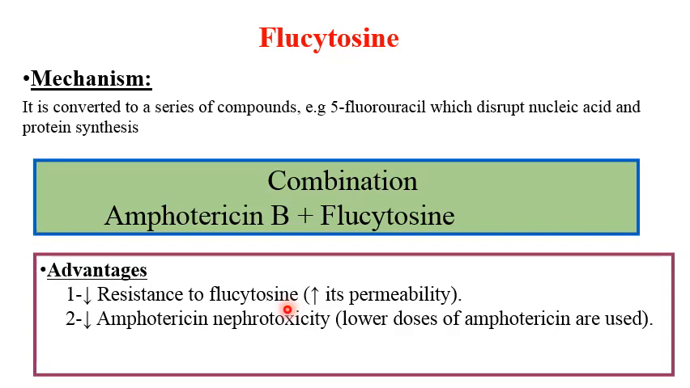How? Amphotericin B will act on the cell membrane, causing artificial pores, helping flucytosine to enter inside the fungal cell and disrupting the fungal nucleic acid. So this is one of the examples of synergistic drug combinations.